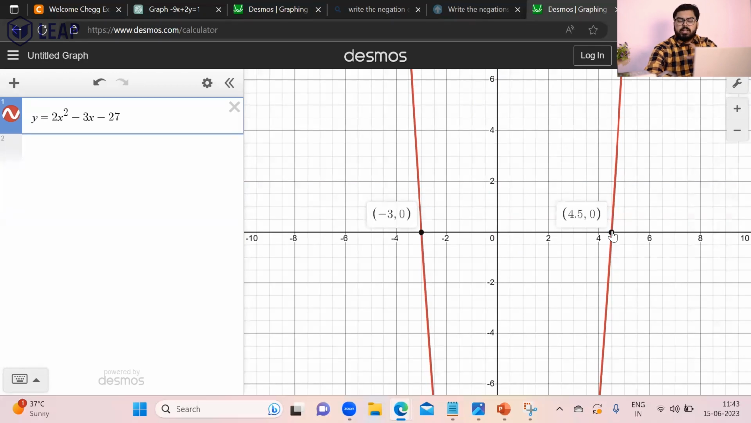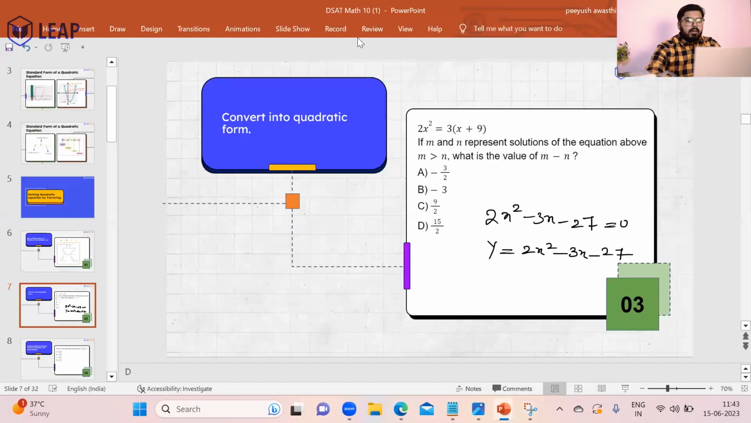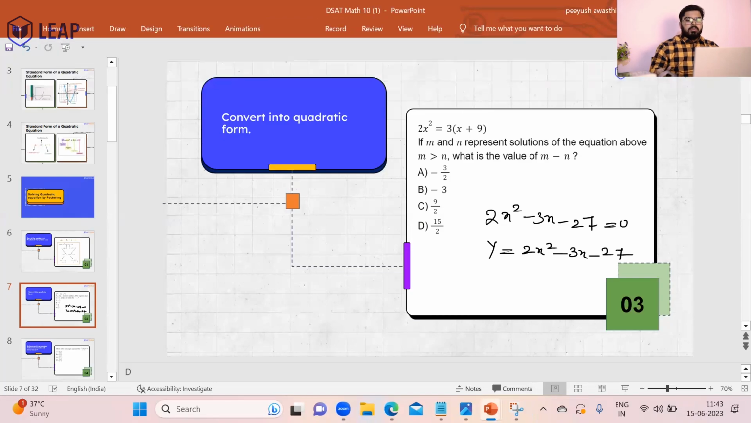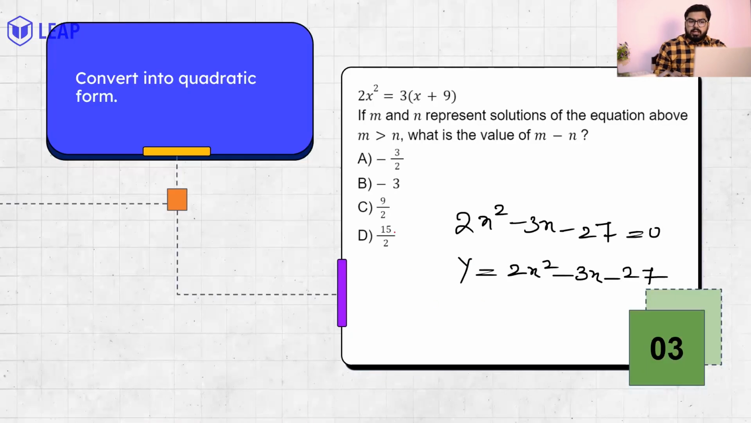So you do not need to do anything. Simply go and graph it. Look for the x-intercept where y is 0, and then that's the solution, -3 and 4.5. So you can directly come back to the slides. And once you have the solution, you can just put the value of m in, right?